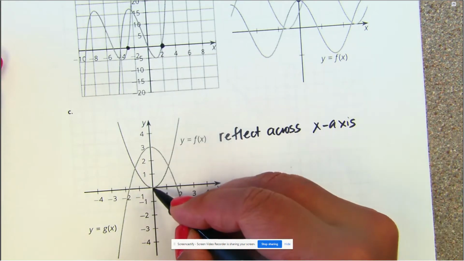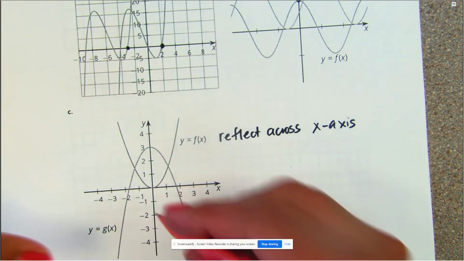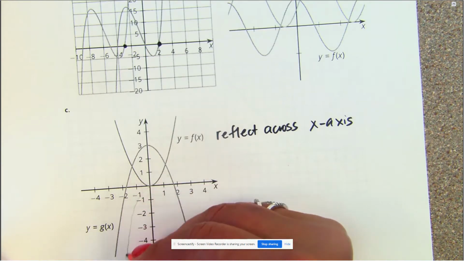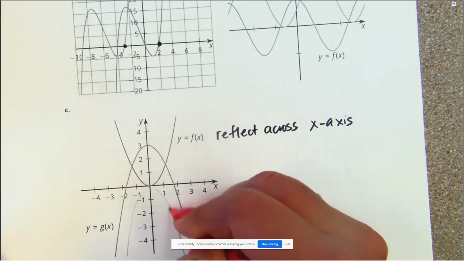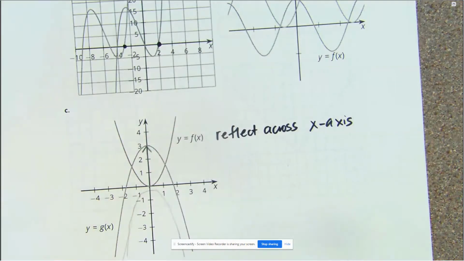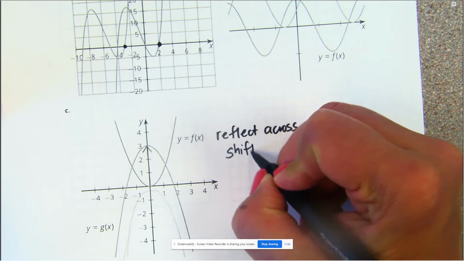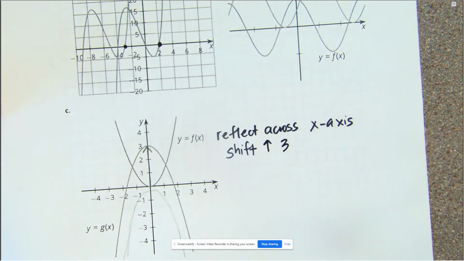And if I had reflected it, it would have made it right. I'm going to use a pencil here. It would have been like this, right? And then somehow it's up here, so then it got shifted up 3. So reflect across the x-axis, then shift up 3.